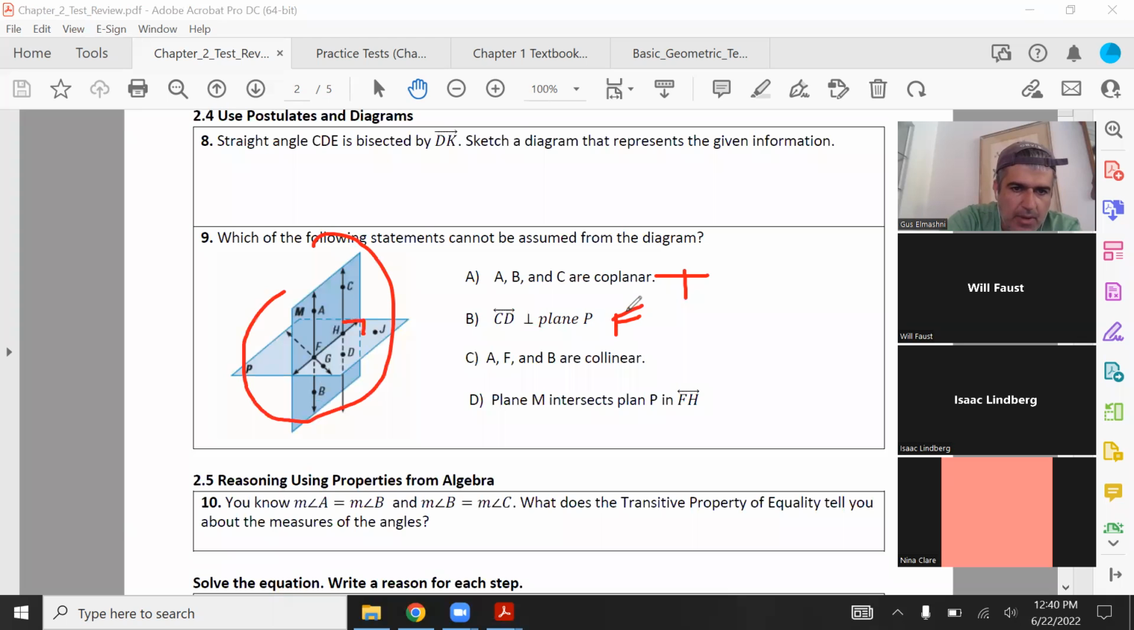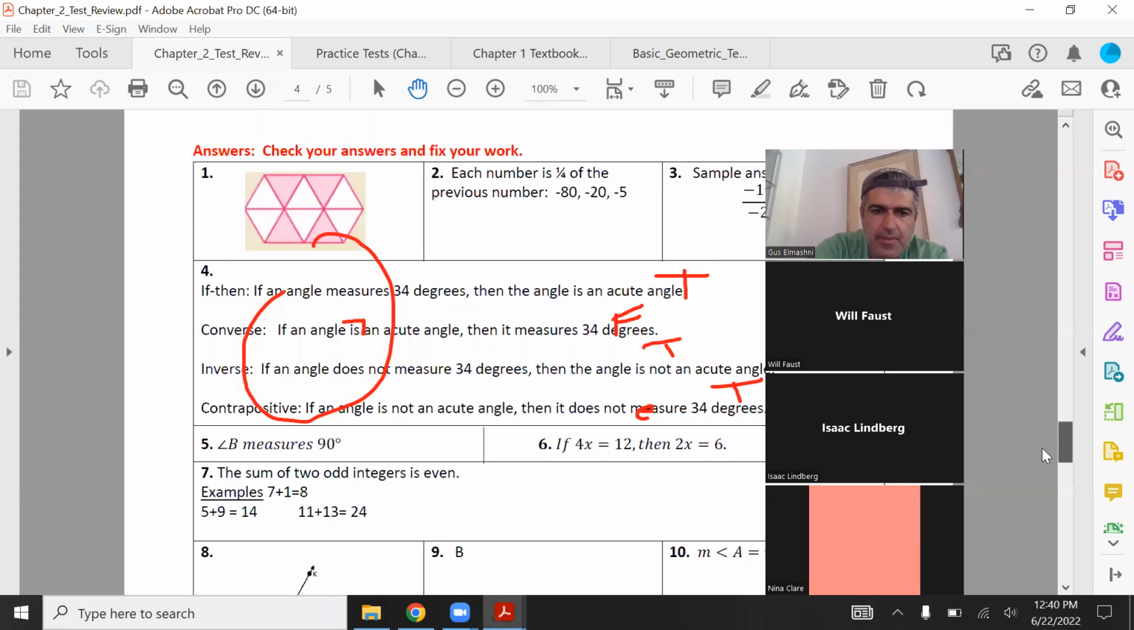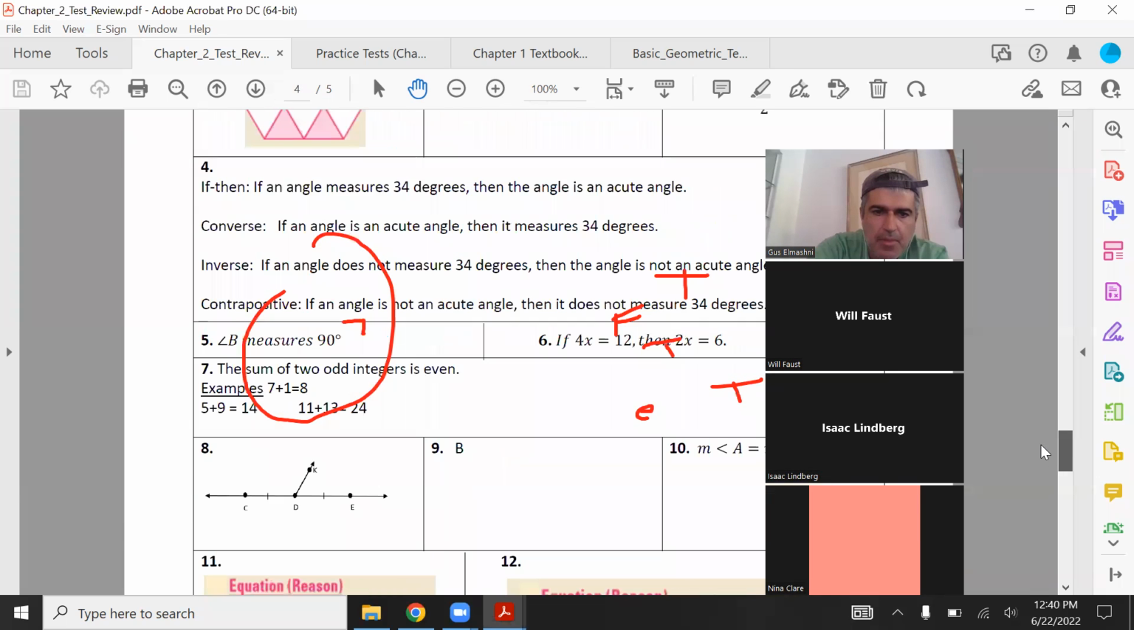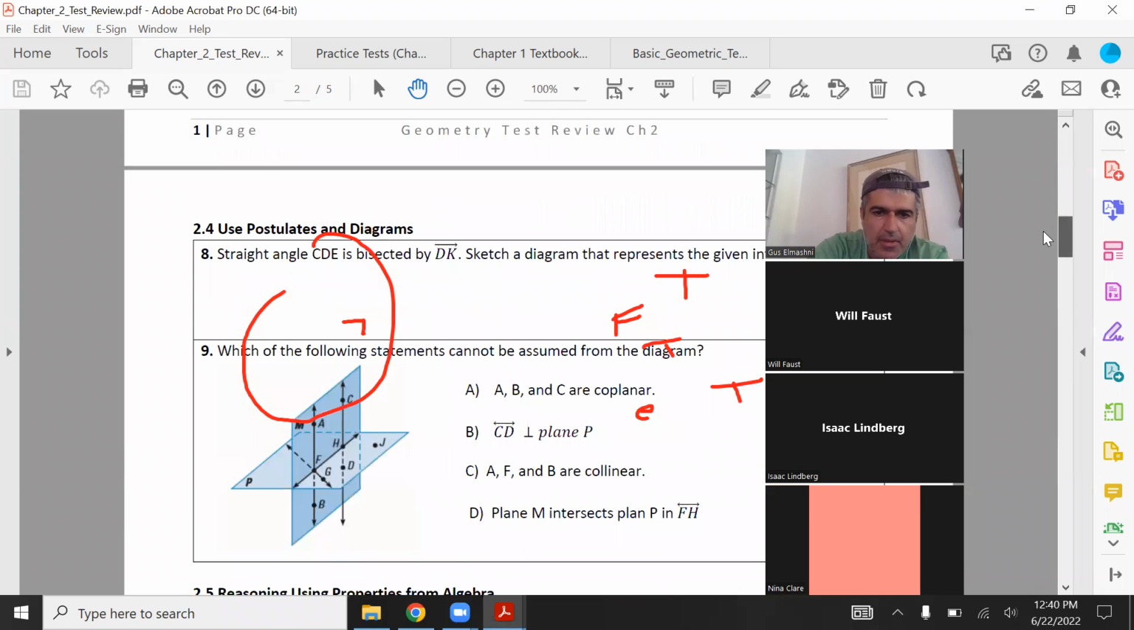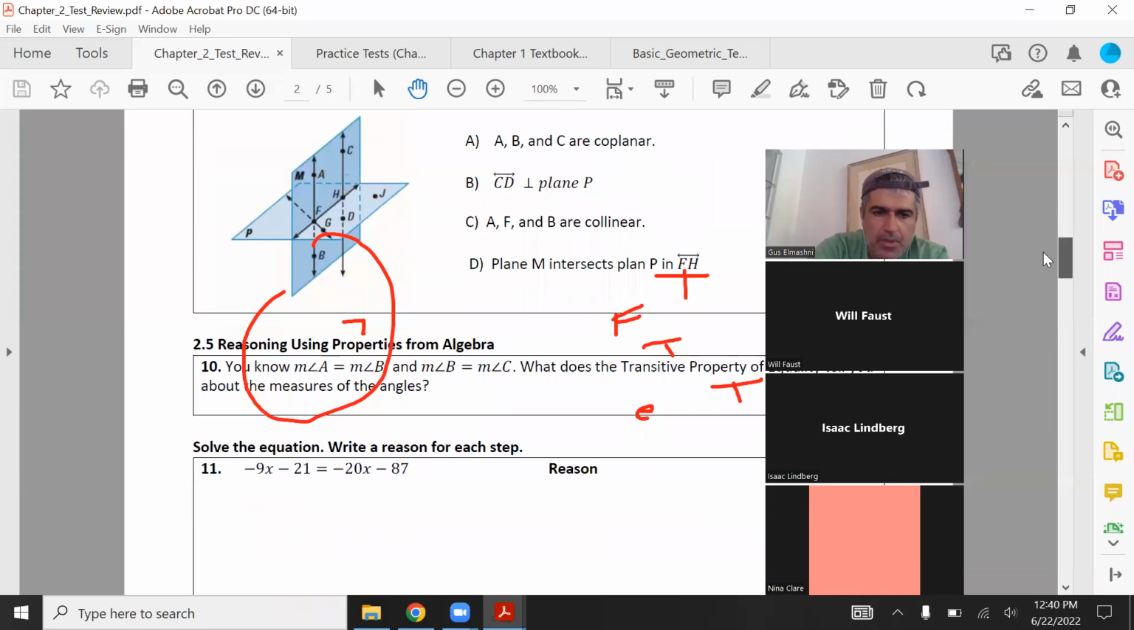A, F, B are collinear. They're all on the same line. Plane M intersects plane P. That's a typo. And FH, yep, FH does represent intersection. So that's true. And look at the answer key. Yeah, B is the only one that's not good. That you can't conclude. The other 3 you can.